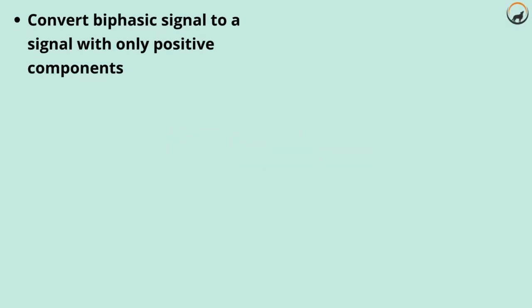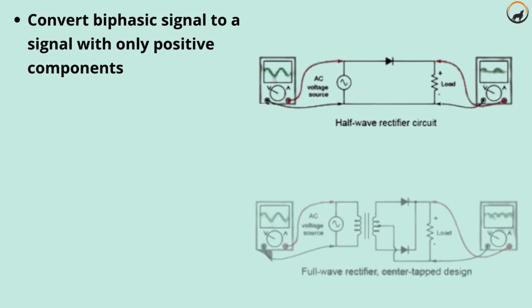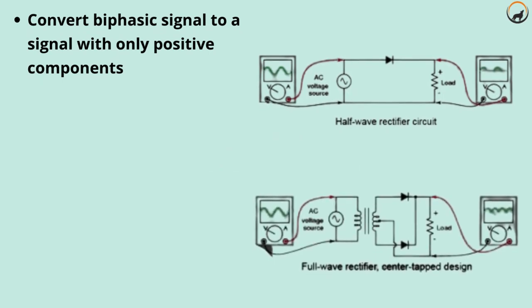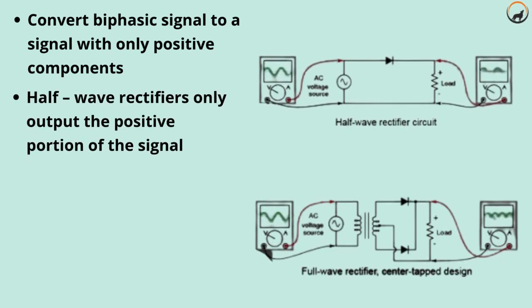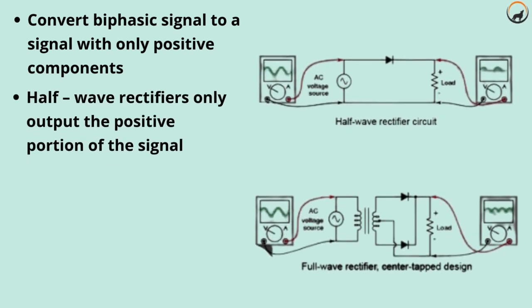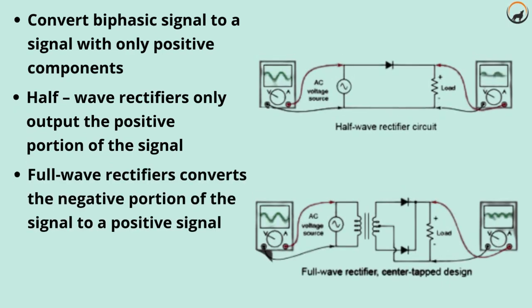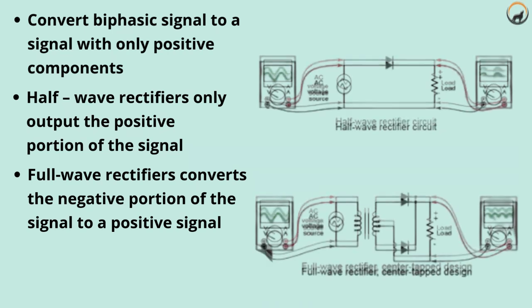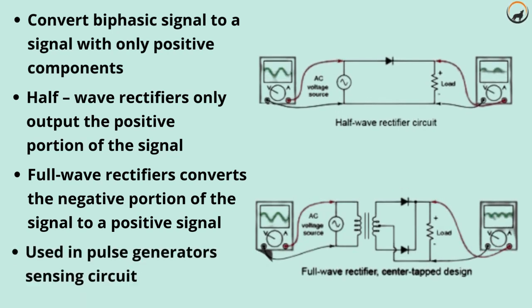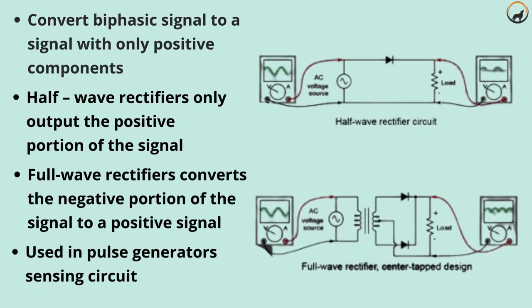The rectifier converts biphasic signals to a signal with only positive components, as shown in the graphic. A half-wave rectifier only outputs the positive portion of the signal, and a full-wave rectifier converts the negative portion of the signal into a positive signal. Half-wave and full-wave rectifiers are used in pulse generator sensing circuits.